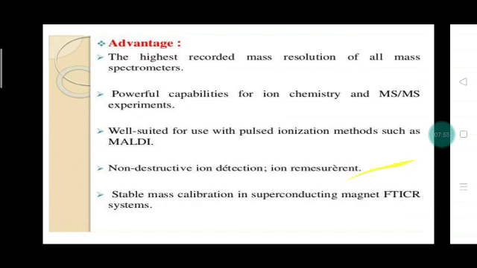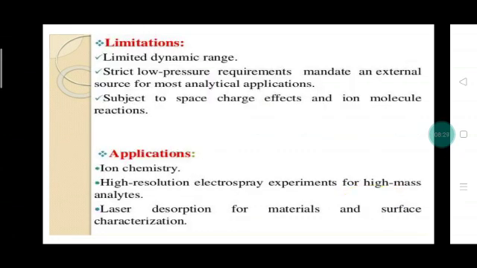Advantages of ion cyclotron resonance: the highest recorded mass resolution of all mass spectrometers, powerful capabilities for ion chemistry and MS experiments. It is well suited for use with pulse ionization methods such as MALDI, non-destructive ion detection and ion measurements. It produces stable mass calibration in superconducting magnet FTICR systems.